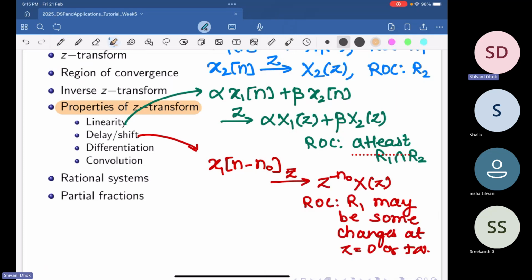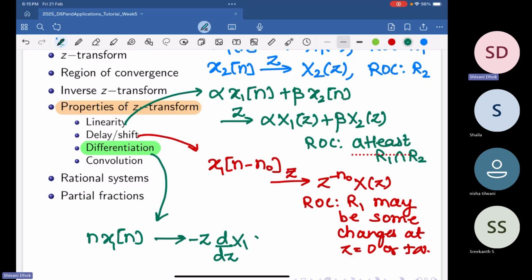Another property that we looked at was the differentiation property. So what it says is the signal n times x1 of n has a Z transform minus z d/dz of X1 of z. So if I differentiate my Z transform and multiply it by minus z, then its inverse Z transform is given by n times x1 of n, and the region of convergence again is R1, the same as before.